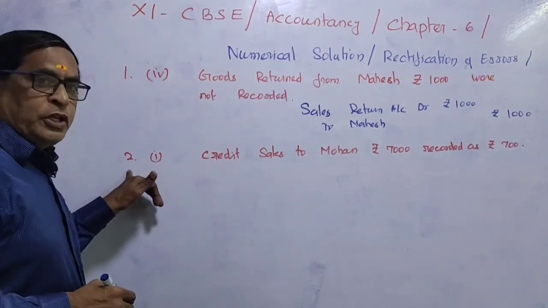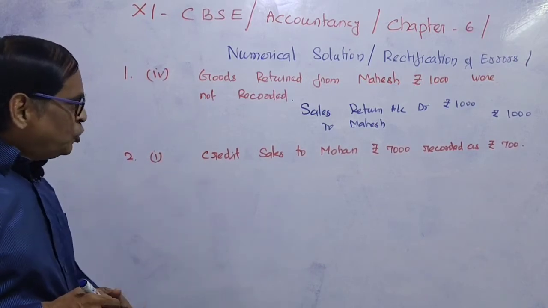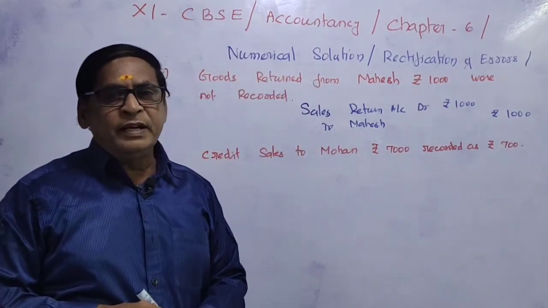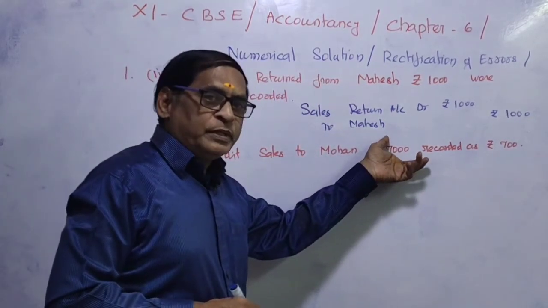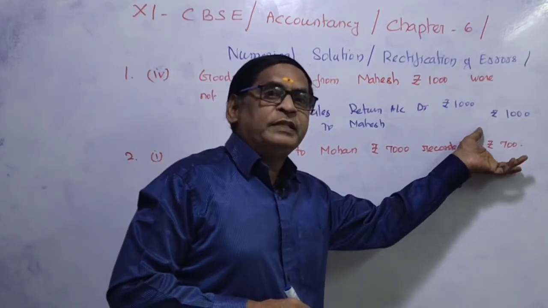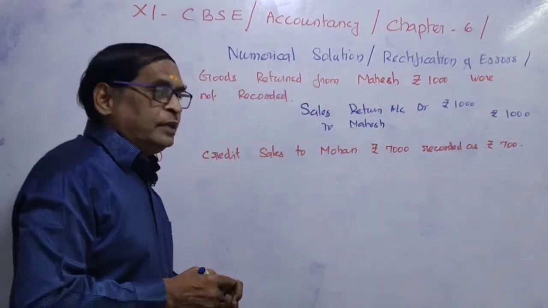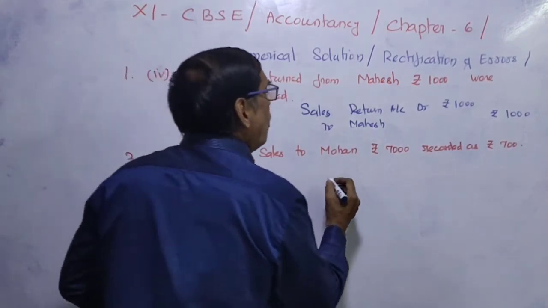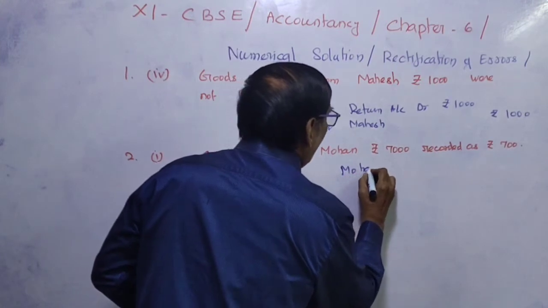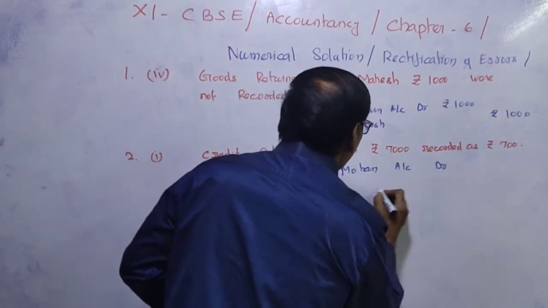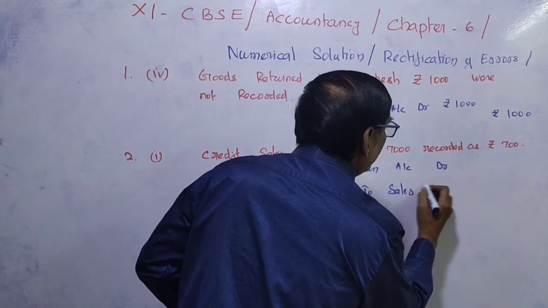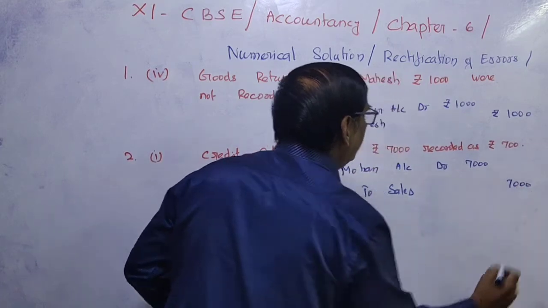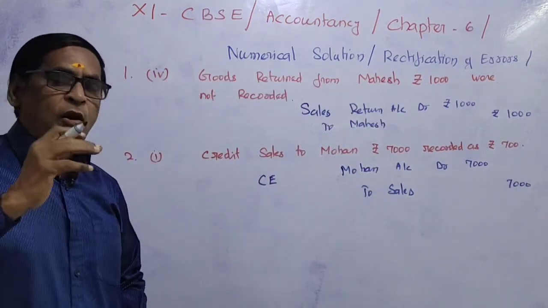And then question number 2: the credit sales to Mohan, rupees 7,000, recorded as rupees 700. So the actual amount is 7,000 rupees, but it is recorded as a wrong amount, 700 rupees. First, what should be the correct entry? The correct entry should be Mohan account debit to sales, for 7,000 rupees. It must be 7,000 rupees. Instead, they have mentioned 700 rupees. That is a wrong entry.